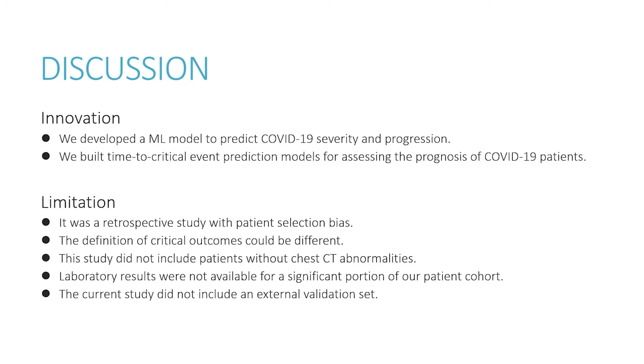In conclusion, a machine learning model based on radiomics features obtained from chest CT and clinical variables predicted COVID-19 severity and progression to critical events with good accuracy. The model based on the combination of chest CT data and the clinical variables also shows higher performance than the model based on only clinical variables and a similar performance to the model based on the combination of the visual CT severity scores and the clinical variables.